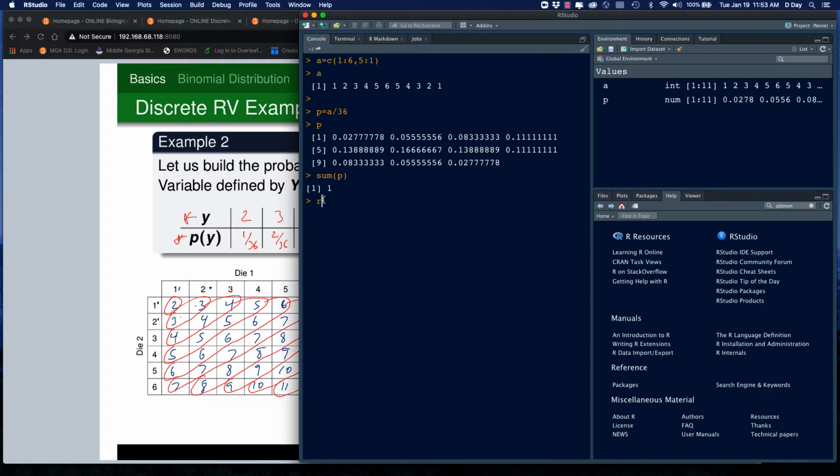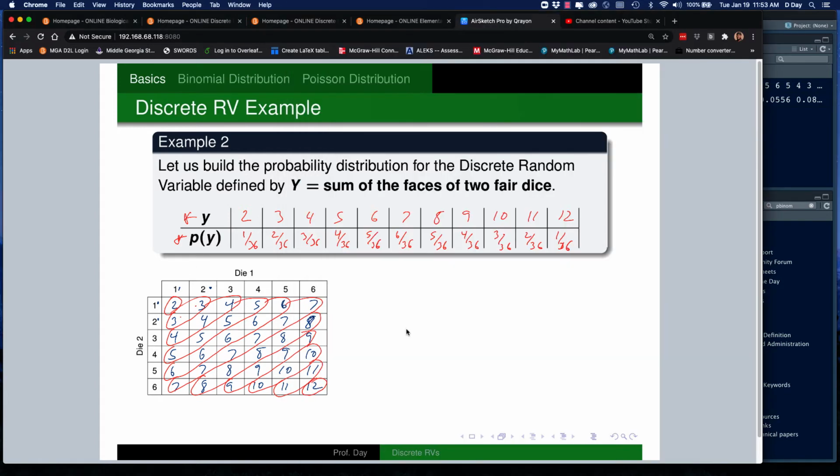If you wanted to round those probability values, you could say round and then open a parenthesis and put P, comma, say round to 3 decimal places if you wanted, and it will give you that output rounded to 3 decimal places. You could do things like that for output purposes. And that's all we're going to say about that. We're going to move on.